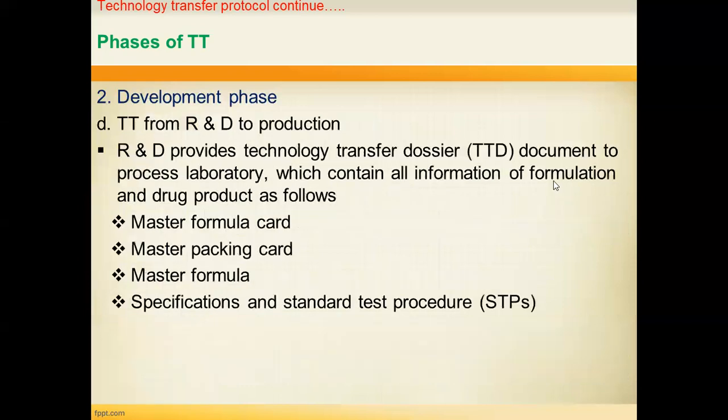Next is the technology transfer from R&D to production, the fourth part of the development phase. Here, the R&D department develops the formula, then prepares the technology transfer dossier. The dossier contains all the information associated with the transfer, all the information regarding the formulation as well as the drug product. So it contains the master formula card.